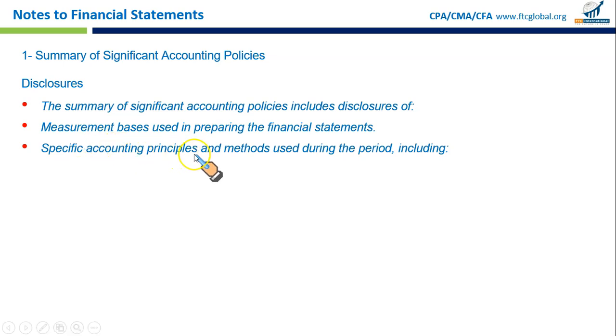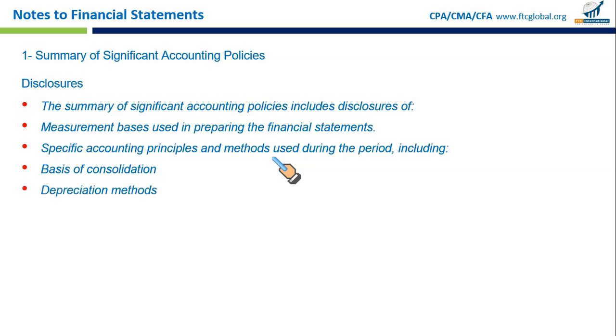Next, specific accounting principles and methods used during the period, including basis of preparation, which means how the company combines the financial information of all its subsidiaries into one report. Maybe I'm the parent company P, and I may have subsidiaries A, B, C. So how do I combine? Wherever I hold more than 50% ownership, the subsidiaries are required to be fully consolidated. We have already discussed this previously.